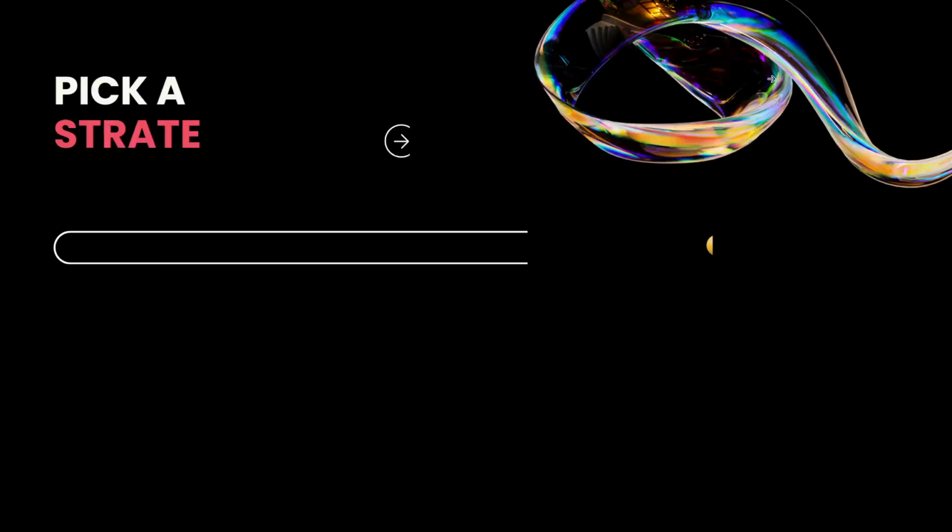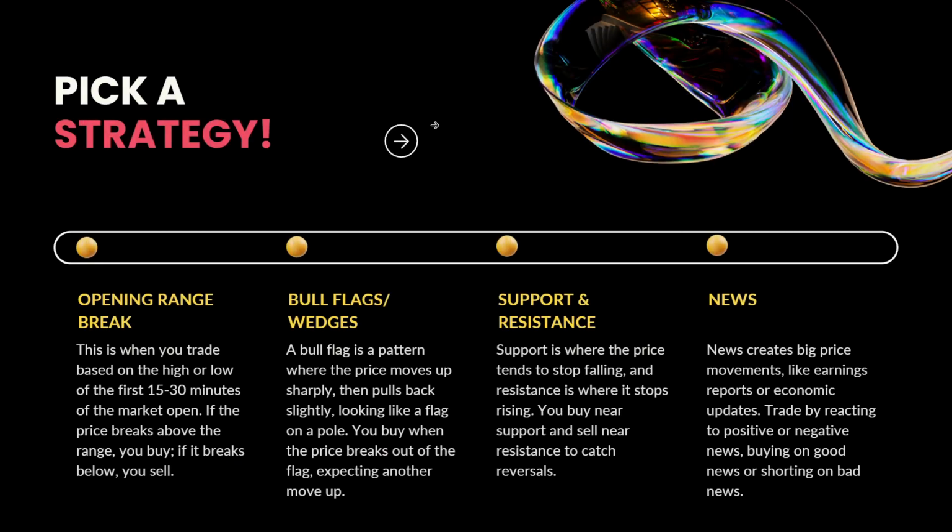All right. Finally, let's pick a strategy. Some I like are opening range break, bull flags and wedges, support and resistance, and news. Opening range break is when you trade on the high or low of the first 15 to 30 minutes of the market open. If the price breaks above the range, you buy, and if it breaks below, you sell.